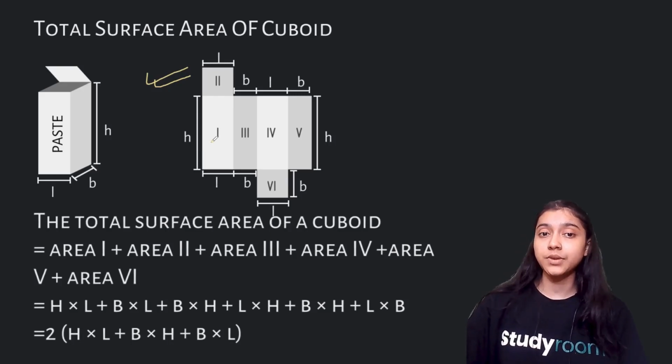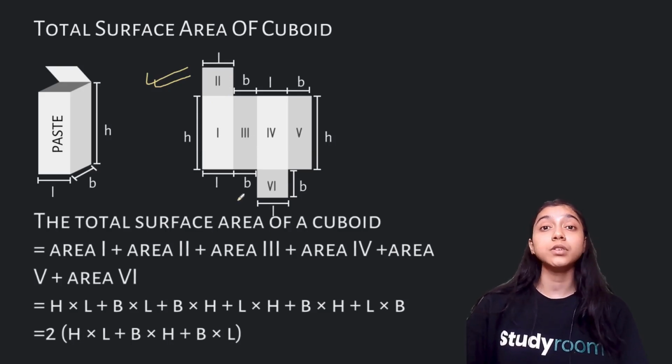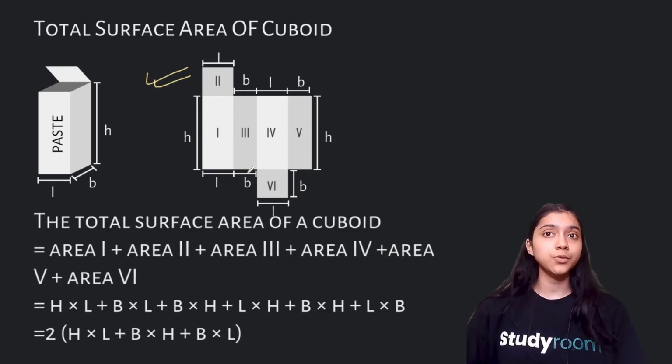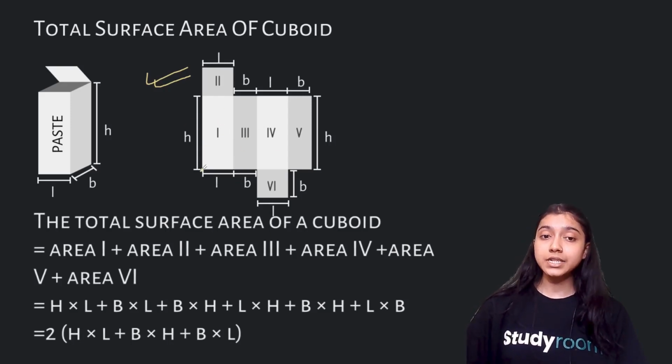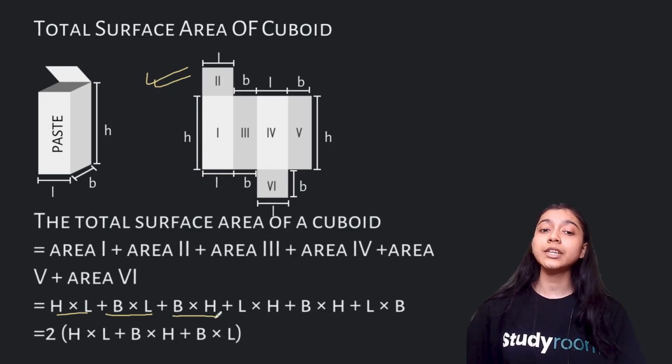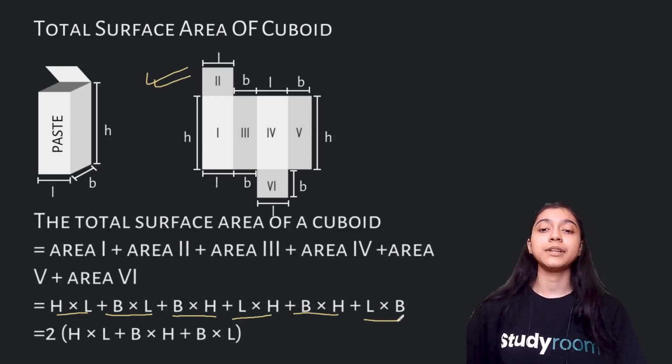Region 1 represents the first face, similarly 2, 3, 4, 5 and 6 represent the other faces of the cuboid, which are rectangular. So let's find out the area of each of these regions, add them up, and that will give us the total surface area of the cuboid. The area of region 1 is height multiplied with length. The area of region 2 is breadth multiplied with length. The area of region 3 is breadth multiplied with height. The area of region 4 is length multiplied with height. The area of region 5 is breadth multiplied with height. And the area of region 6 is length multiplied with breadth.